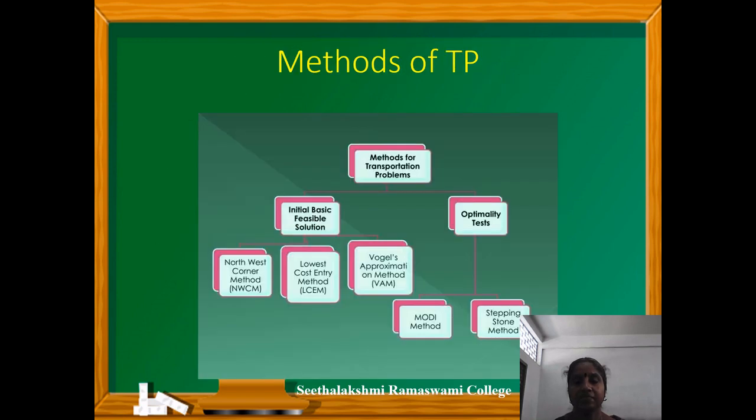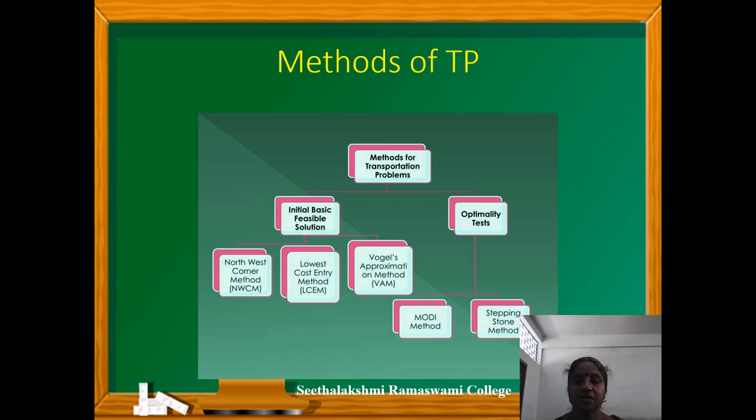For the initial basic feasible solution, there are three methods available. One is the northwest corner rule, another one is the least cost method, also known as the matrix minimum method, and the third one is Vogel's approximation method. Among these three methods, Vogel's approximation method is the best. And using this initial basic feasible solution, we obtain the optimum solution.